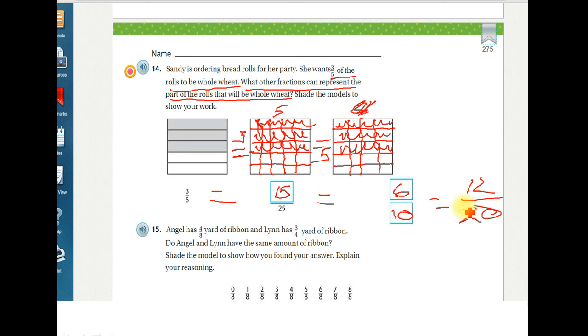All right, thanks again for tuning in. Hopefully, number 14 on the Chapter 6 test will be much easier for you now if you remember that it's just asking for equivalent fractions, okay? And then obviously how to draw those equivalent fractions. It becomes much easier when you see an example.